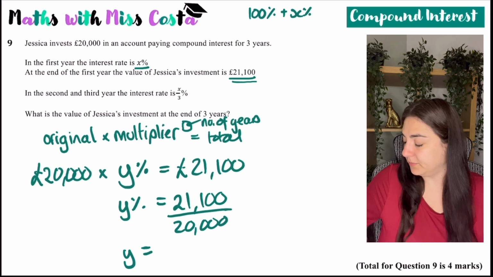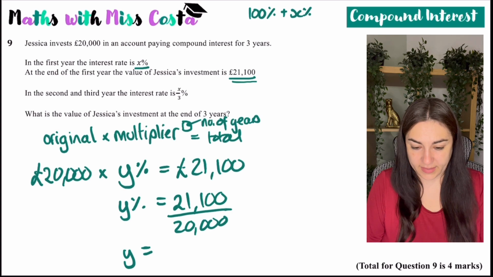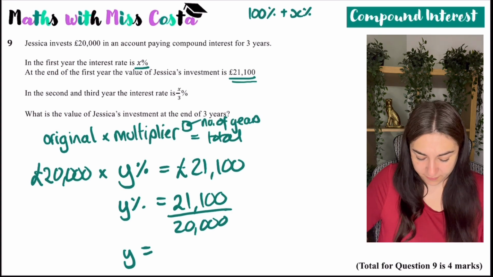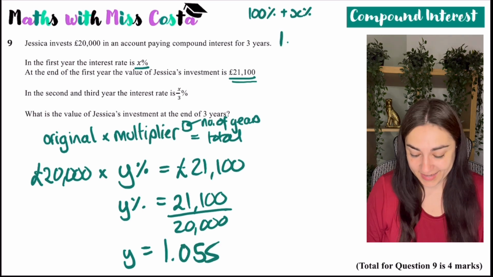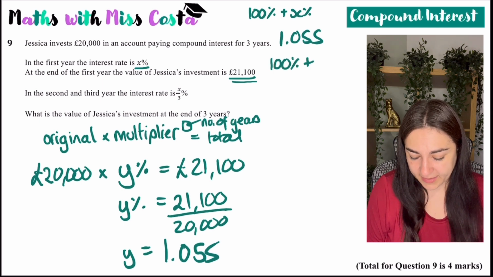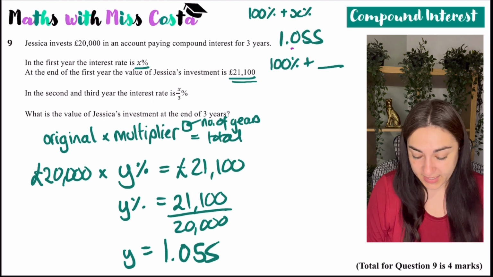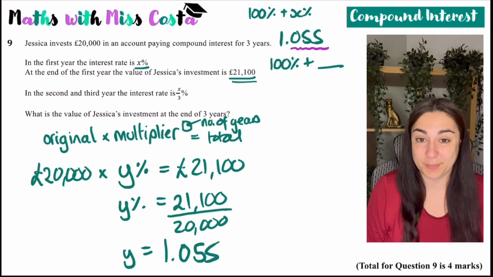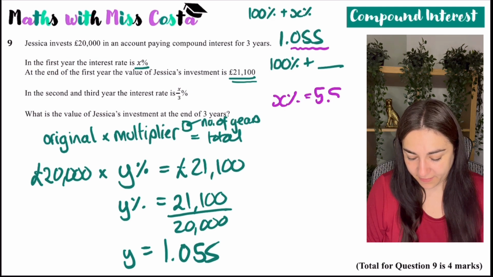And that gives me 21,100 divided by 20,000 is 1.055. So I know my multiplier is 1.055. So if I think to myself, 100% plus something divided by 100 gives me 1.055. The interest rate is essentially this bit over here. So the interest rate, X%, is 5.5%.